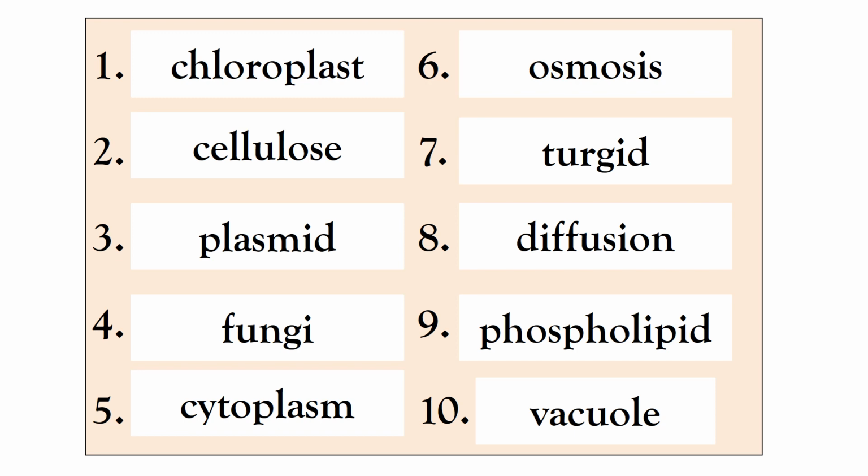Osmosis is the diffusion of water. Number 7, turgid is when plant cells become filled with water. They swell with water. 8, diffusion, hopefully this will be rolling off the tongue now. Diffusion is the movement of a substance from a higher concentration to a lower concentration down a concentration gradient. Number 9, phospholipids. Phospholipids make up a cell membrane along with proteins. And number 10, vacuole is a part of a cell which contains cell sap. You could say as well, when a plant cell becomes turgid, a vacuole swells.